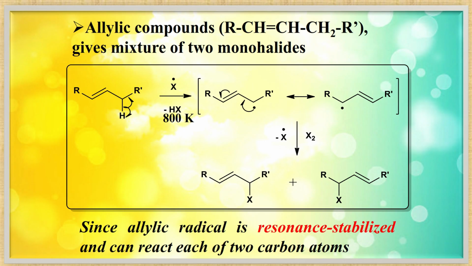Therefore, if you are taking an allyl halide in which the two end groups are not the same, R and R dash of different carbon, then you may get two different types of allyl free radicals from which the chlorine atom will attack, and hence you get two different products. Look at the next one.